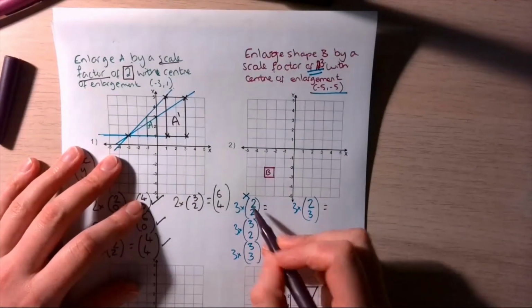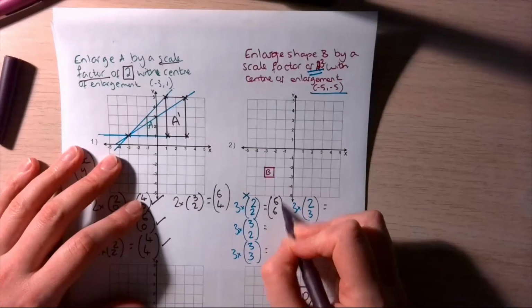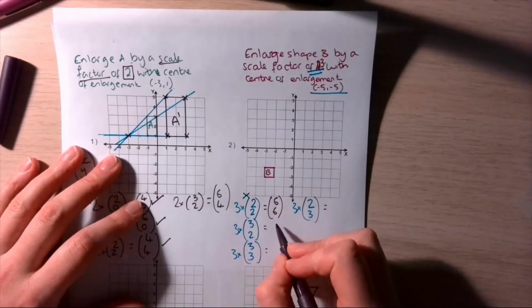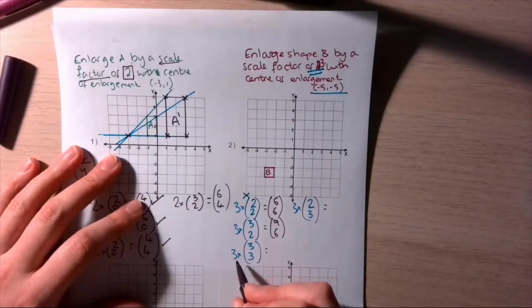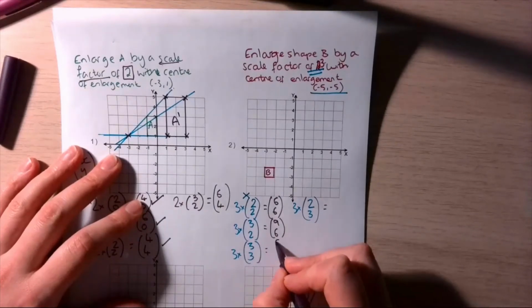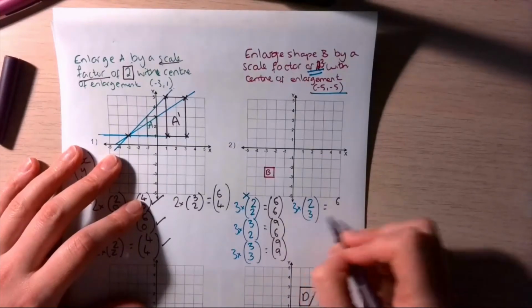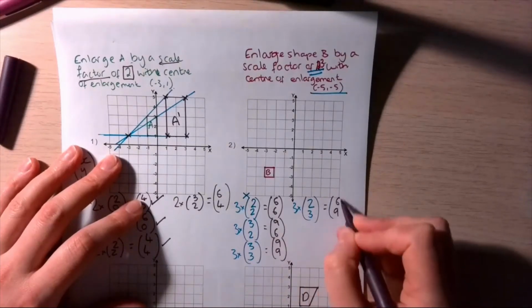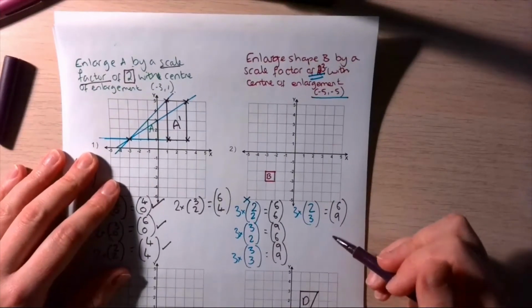So 3 times 2 is 6, 3 times 2 is 6, 3 times 3 is 9, 3 times 2 is 6, 3 times 3 is 9, 3 times 3 is 9, and 3 times 2 is 6, 3 times 3 is 9. Okay then, now again, try not to plot these as coordinates, it's not going to work, okay?